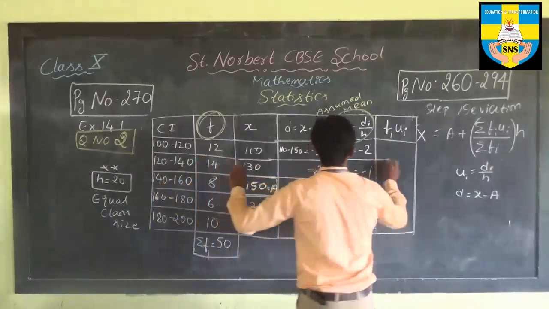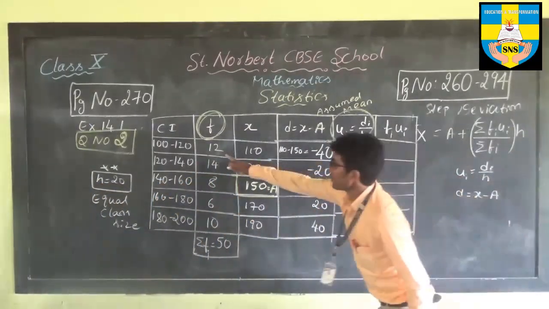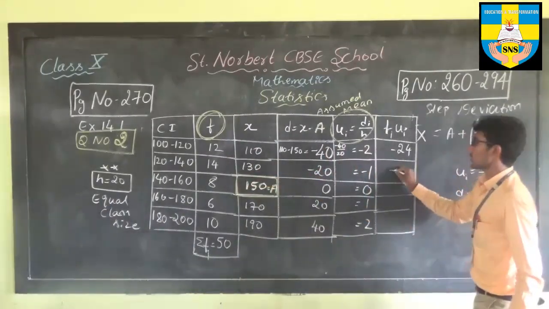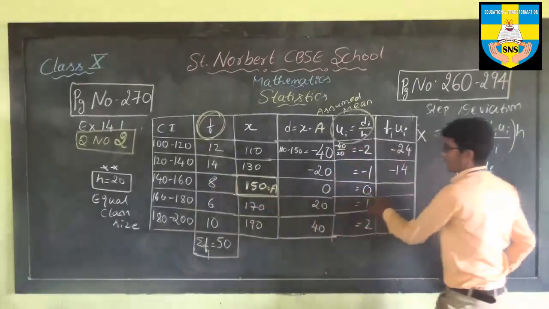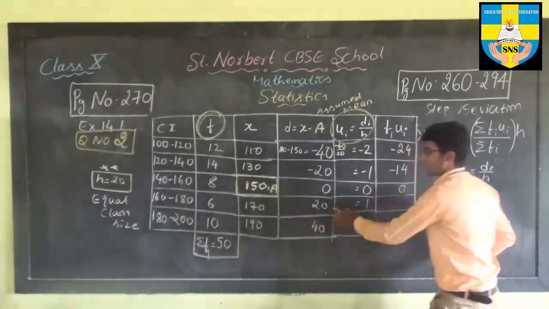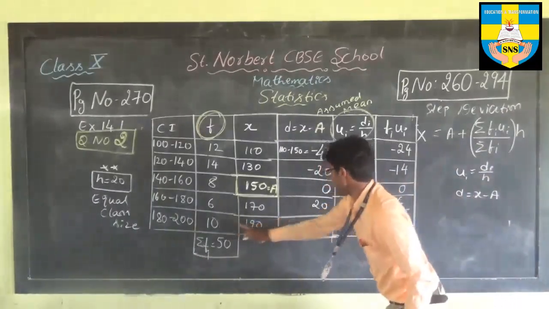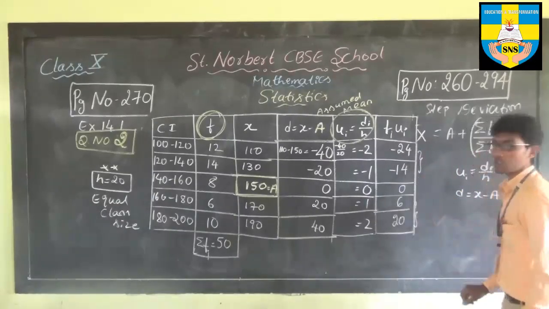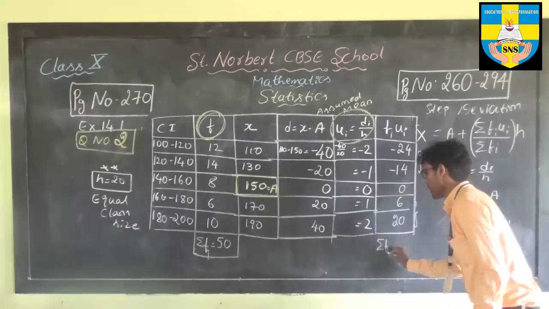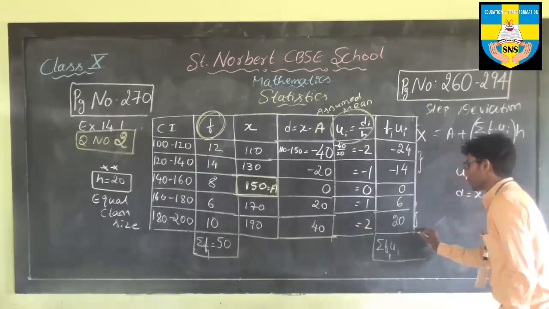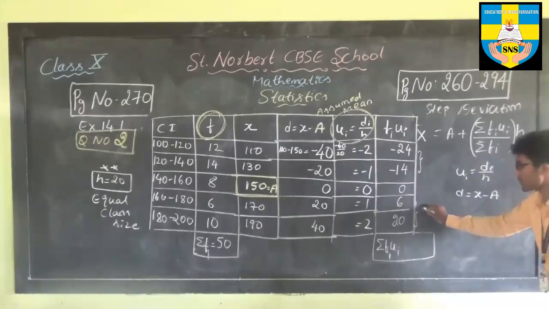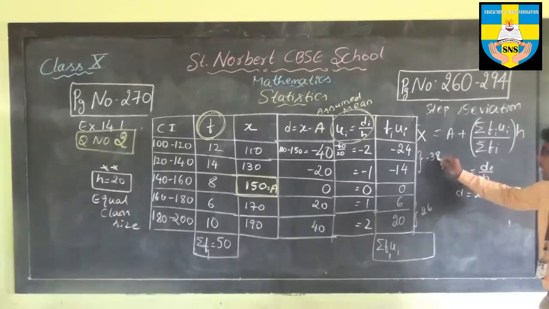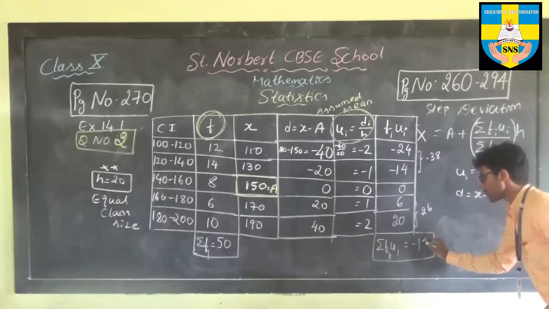If you multiply, be careful when you are choosing the numbers. 12 into minus 2, minus 24. 14 into minus 1, minus 14. 8 into 0, 0. 6 into 1, 6. 10 into 2, 20. So if you add these two and add these two, finally write summation of f5 uy. Then by using the formula it is possible to calculate. So 20 plus 6, 26. This is nothing but minus 38 afterwards. If you again add these two, you will have minus 12.